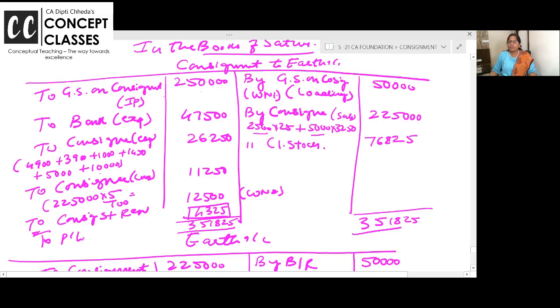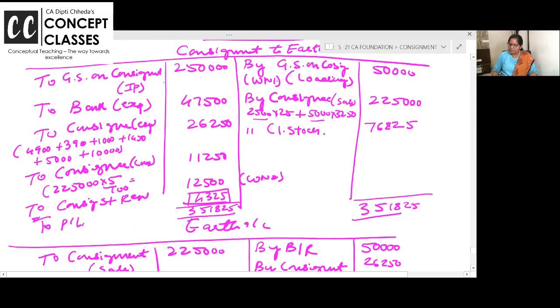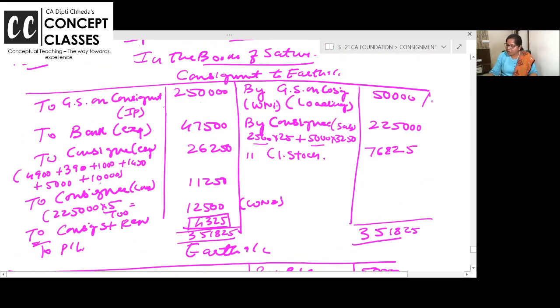Clear to all of you? Goods sent at invoice price 250 minus 50. ये नया किया हमने. Can you all please put a star mark here?